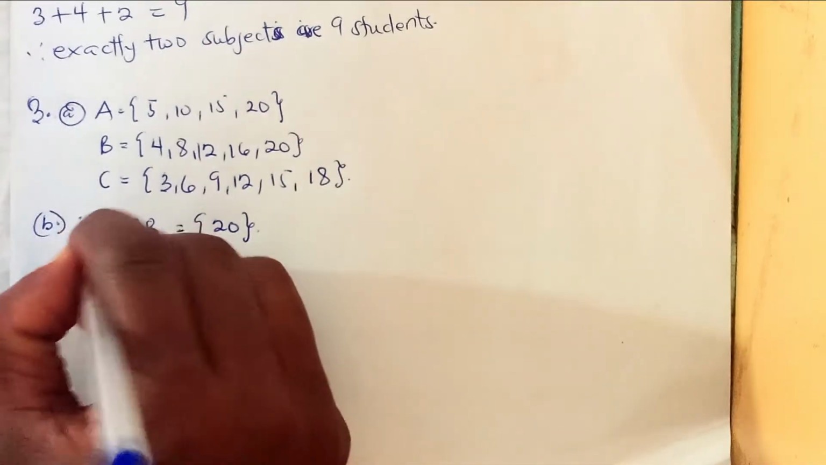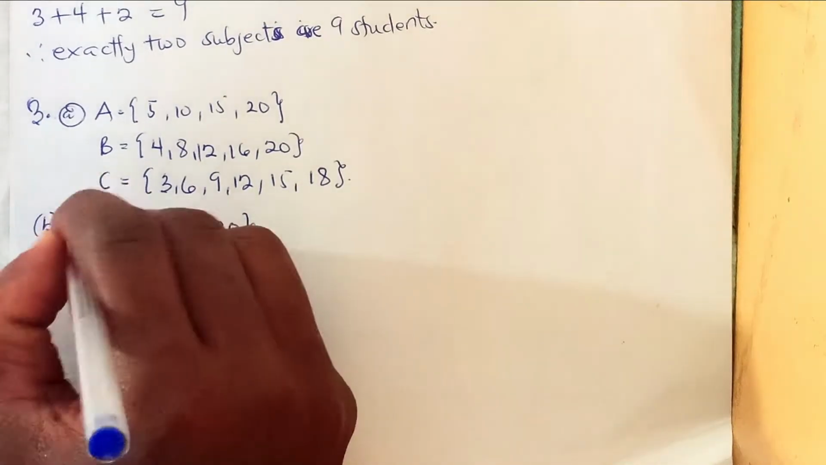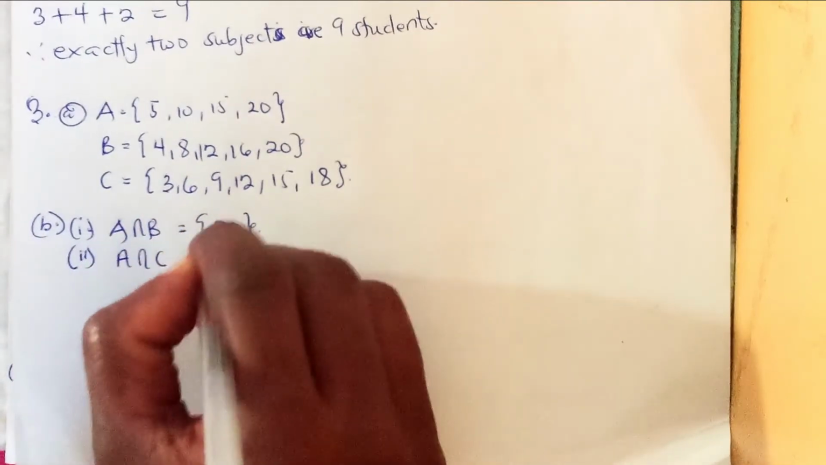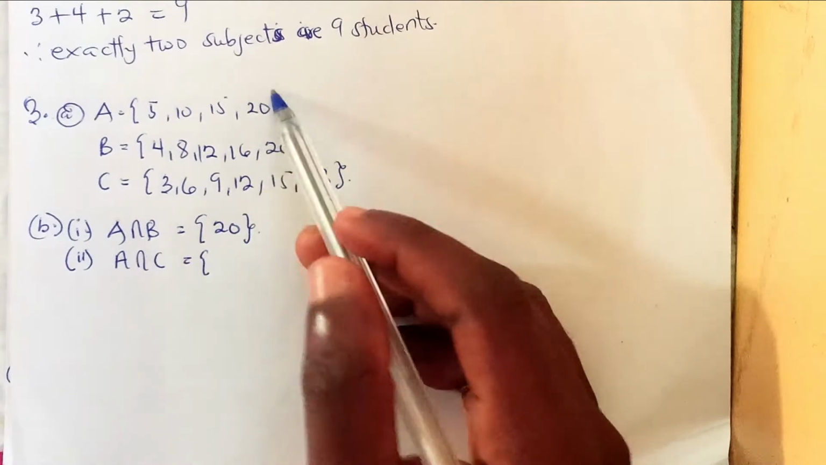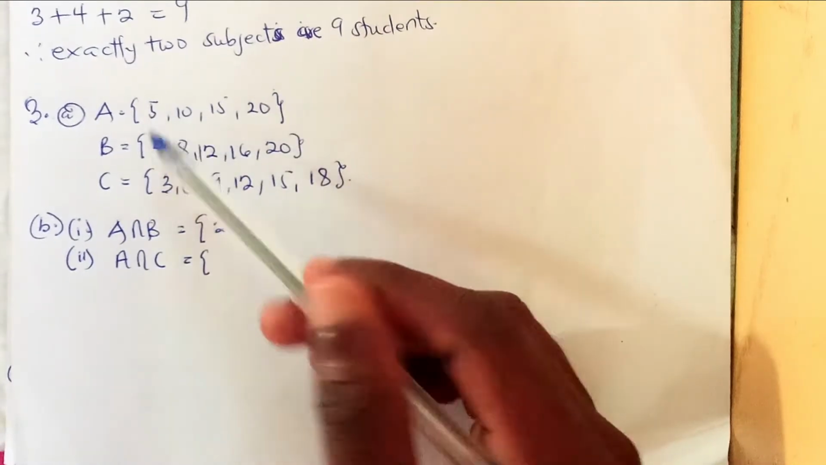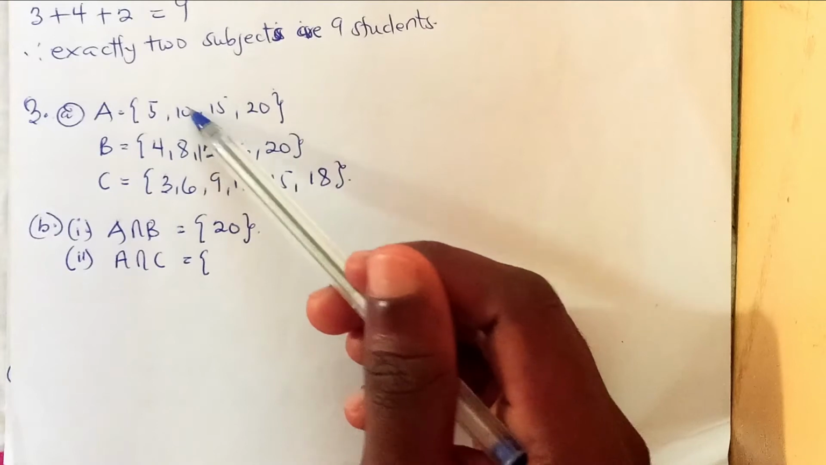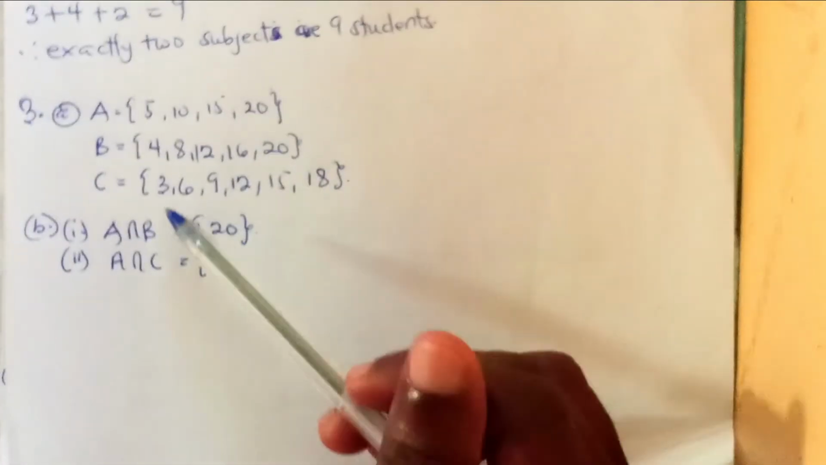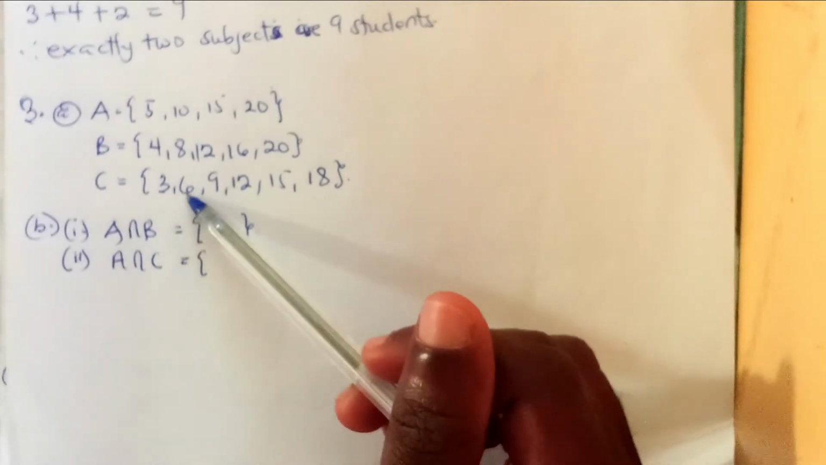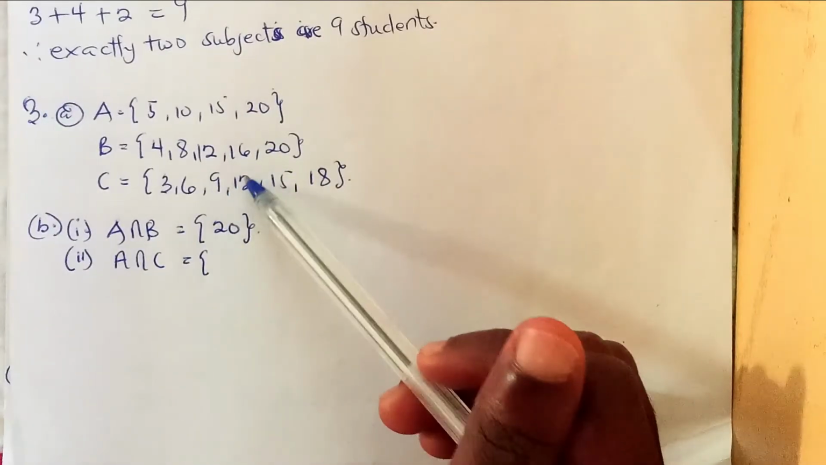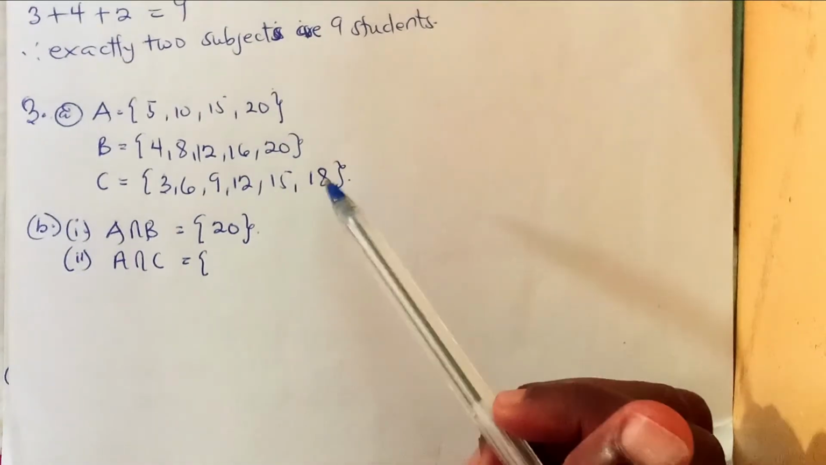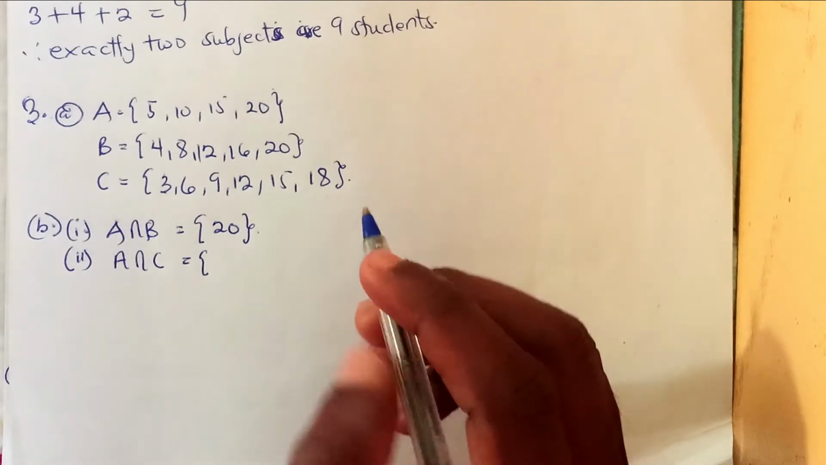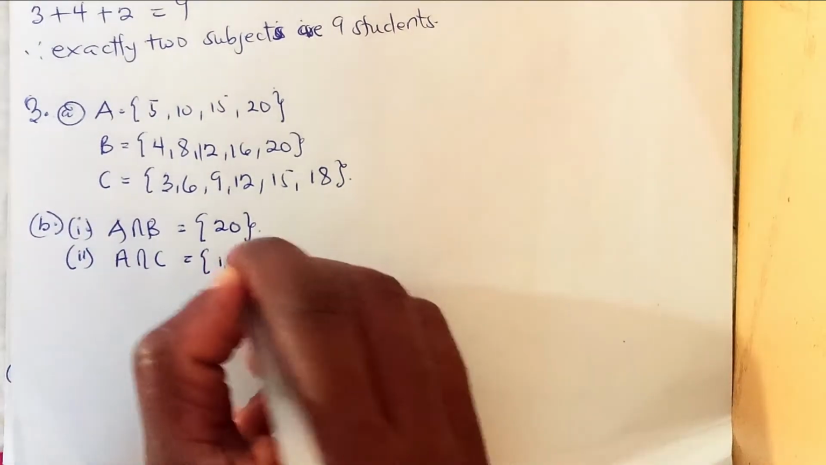We have the next one, A intersection C. We don't have 5 in C, we don't have 10 in C, 15 is in C, 20 is not in C. We don't have 3 in A, 6 in A, 9 in A, 12 in A, we have 15 in A, and 18 is not in A. So our answer for A intersection C is 15.